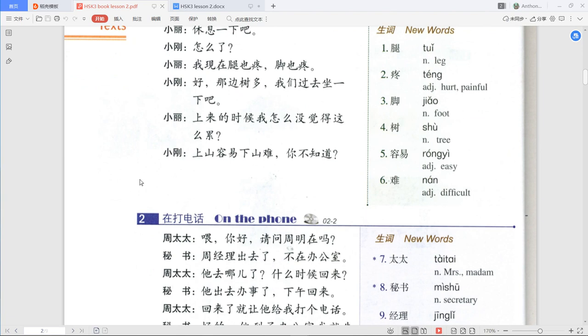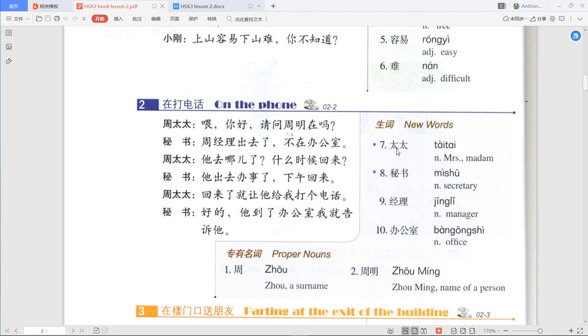So here we have some new words. 太太 means somebody's wife. Mrs., Madam. I would say Mrs. is the right translation. 太太 Mrs., 秘书 Secretary, 经理 Manager, 办公室 Office. Zhou is a very common surname in Chinese. Zhou Ming is the name of a person. So Zhou 太太, Mrs. Zhou, sounds like it's Zhou Ming's wife. 秘书 secretary. So this conversation is between Zhou 太太 and the secretary.